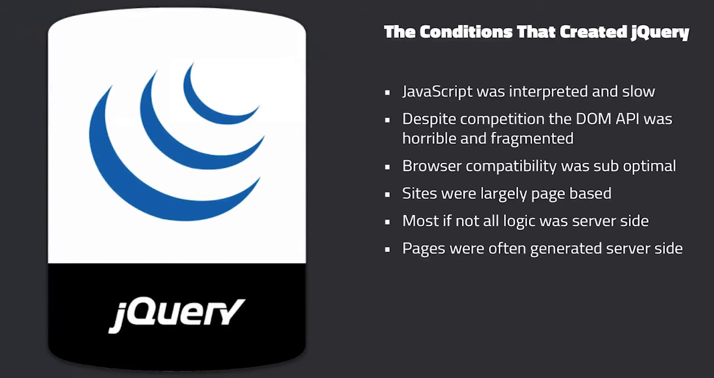So at that time, JavaScript was interpreted and slow, and it was largely used for what CSS does today in a lot of ways. Despite the competition of the browser wars, the DOM API in the early 2000s was severely fragmented. It was really hard to write cross-platform JavaScript. I think during that time, the Microsoft-specific implementation, JScript, was being sort of phased out.